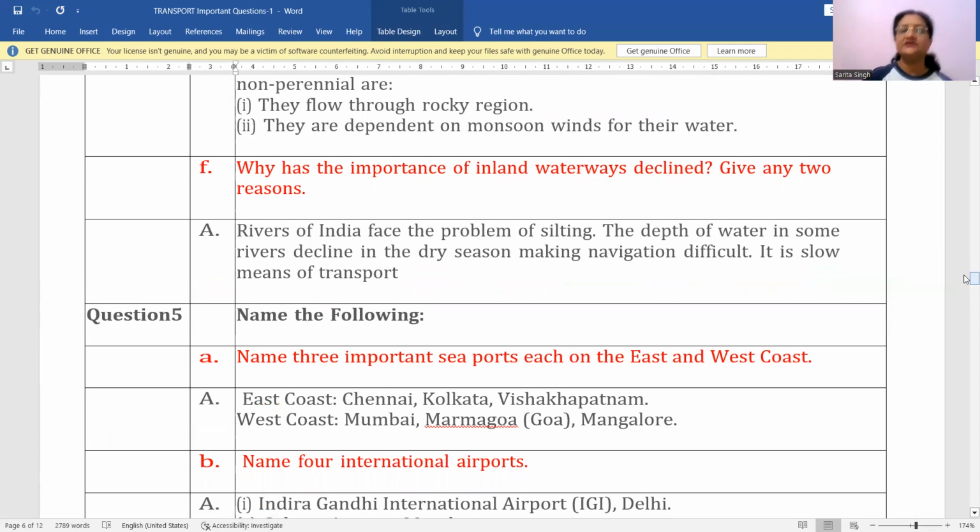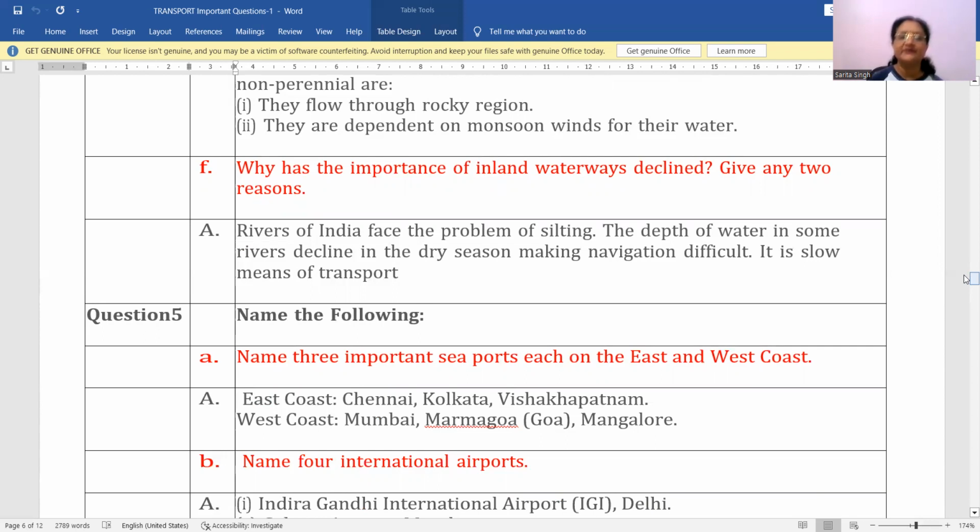Next, why has the importance of inland waterways declined? Give any two reasons. Rivers of India face the problem of silting. The depth of water in some rivers declines in the dry season, making navigation difficult. It is a slow means of transport.